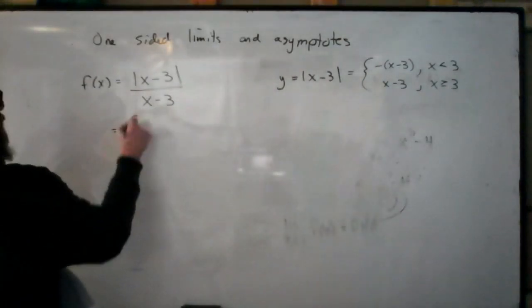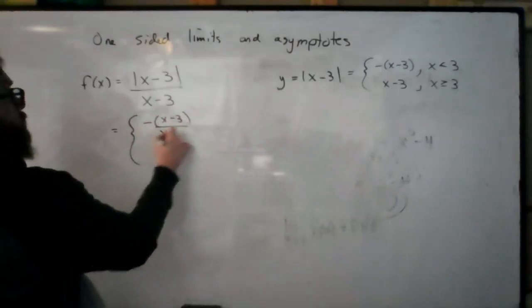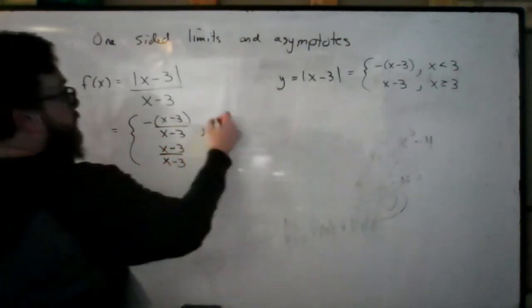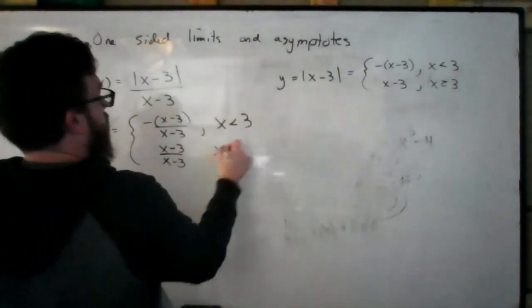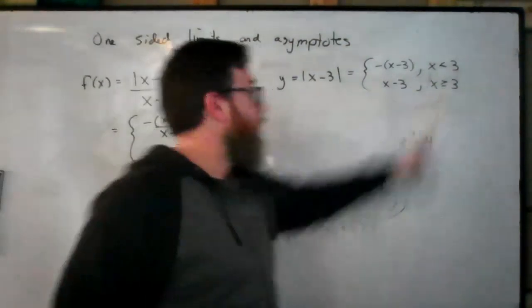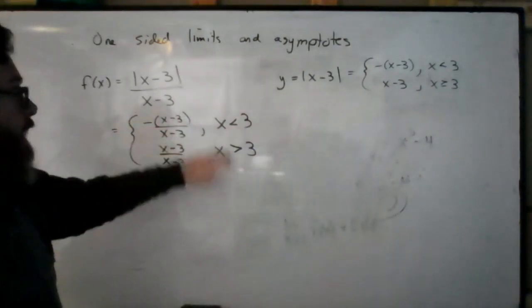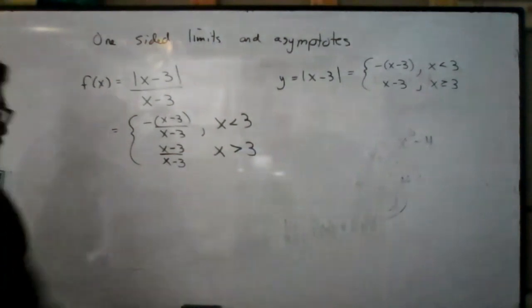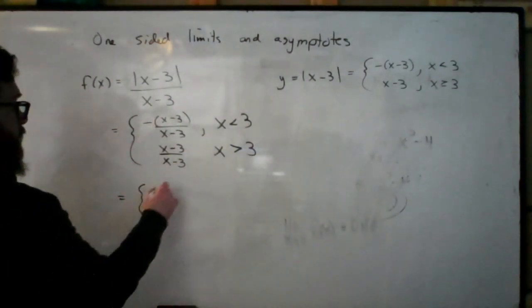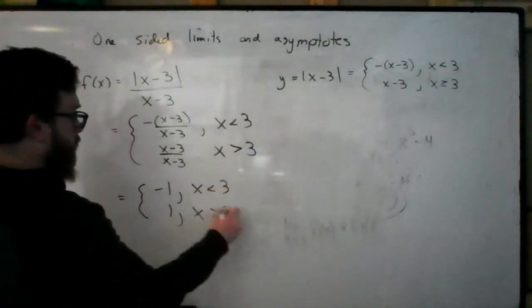So really, this is a piecewise function. This is negative (x minus 3) over x minus 3 when x is less than 3, and x minus 3 over x minus 3 when x is greater than 3. Notice how I've excluded the equality here, because this function is not defined at 3. You can't plug in 3, so that's why I can't put an equal sign in there. Now, you can see that this is just negative 1 when x is less than 3, and this is positive 1 when x is greater than 3.